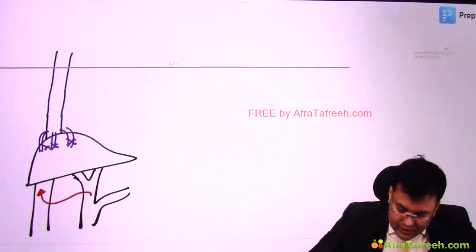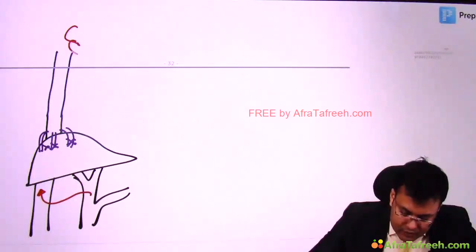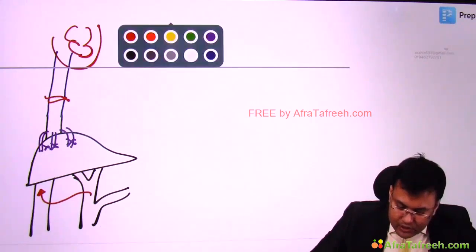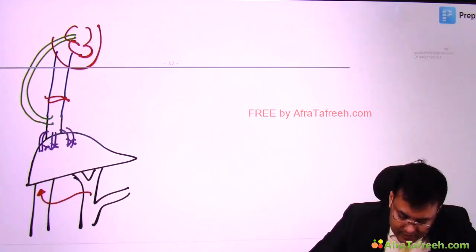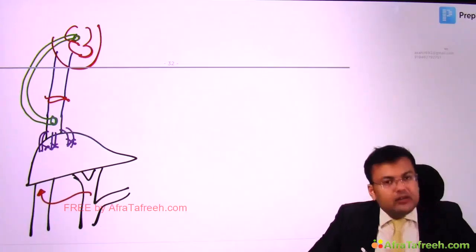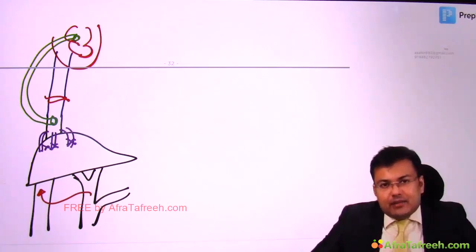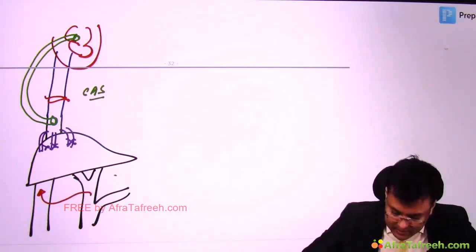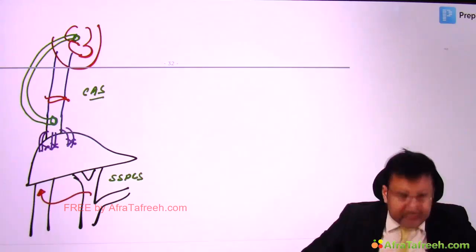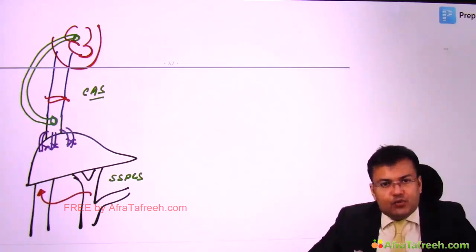So if in the IVC also there is obstruction, what I'm going to do, this is the heart. Clear? So suppose here is the obstruction. So I'm going to use another shunt between this part of the vena cava and the right atrium. This is known as a cavoatrial shunt. And this is SSPCS, side to side portocaval shunt.